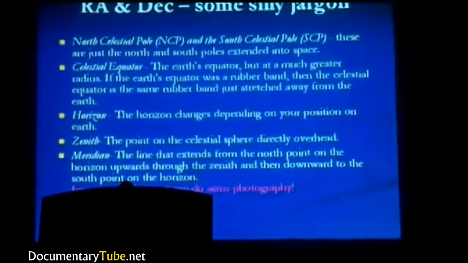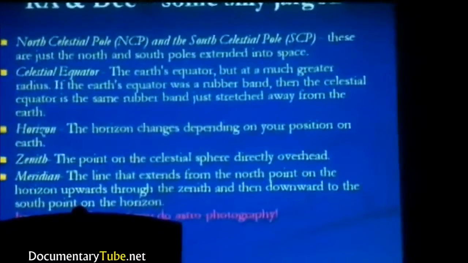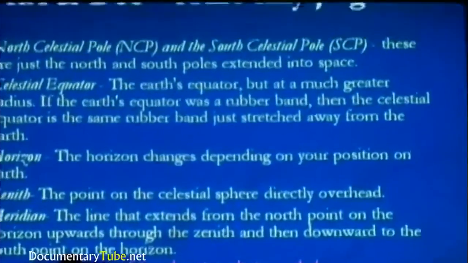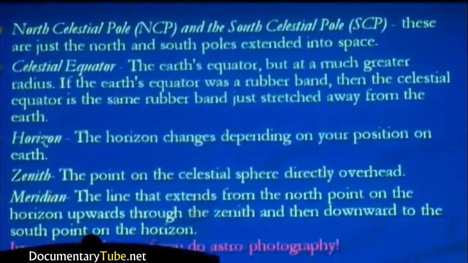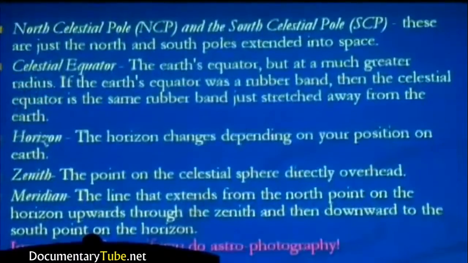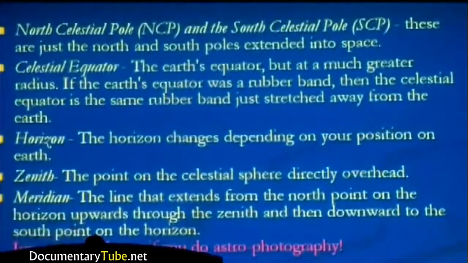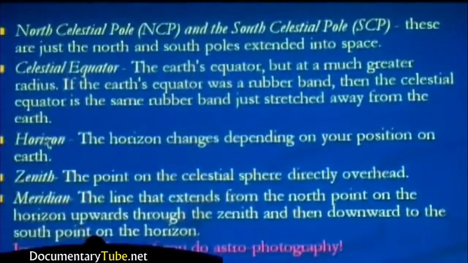Okay, so right ascension and declination, some silly jargon. The North Celestial Pole, or NCP, and the South Celestial Pole, or SCP, are just the north and south poles extended into space, like I was talking about a moment ago. Now, the celestial equator is the Earth's equator, but at a much greater radius. If the Earth's equator was a rubber band, you could think of it as being elastic, then the celestial equator is the same rubber band just stretched away from the Earth. So imagine a plane slicing through the Earth's equator and just extending into space.